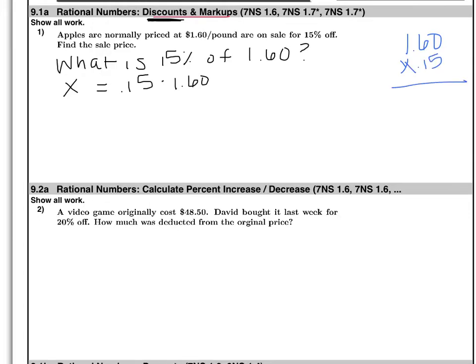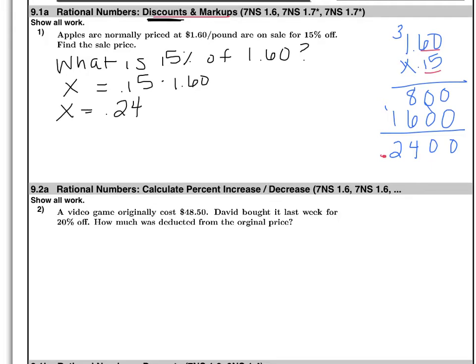And I have 5 times 0 is 0, 5 times 6 is 30, carry my 3, 5 times 1 is 5, plus 3 is 8, hold my place, 1 times 0 is 0, 1 times 6 is 6, 1 times 1 is 1. And when I add, I end up with 2400, but take a look, I need 1, 2 decimal places, 3, 4 decimal places. So that puts my decimal right here. So that means that my X is 0.24, but what I've really solved is what 15% off is, which means I still have a second step. So this is really the discount that I have solved for.